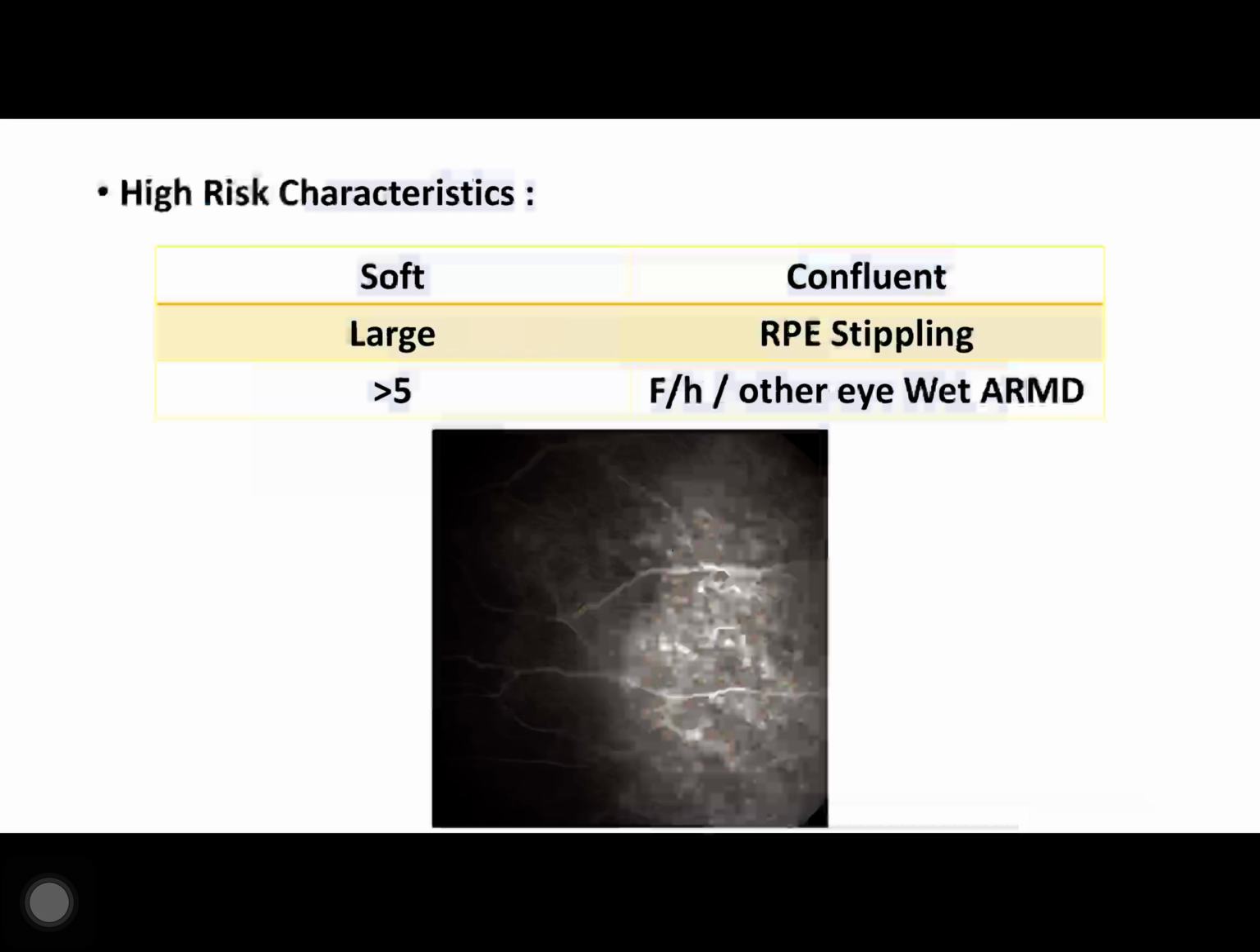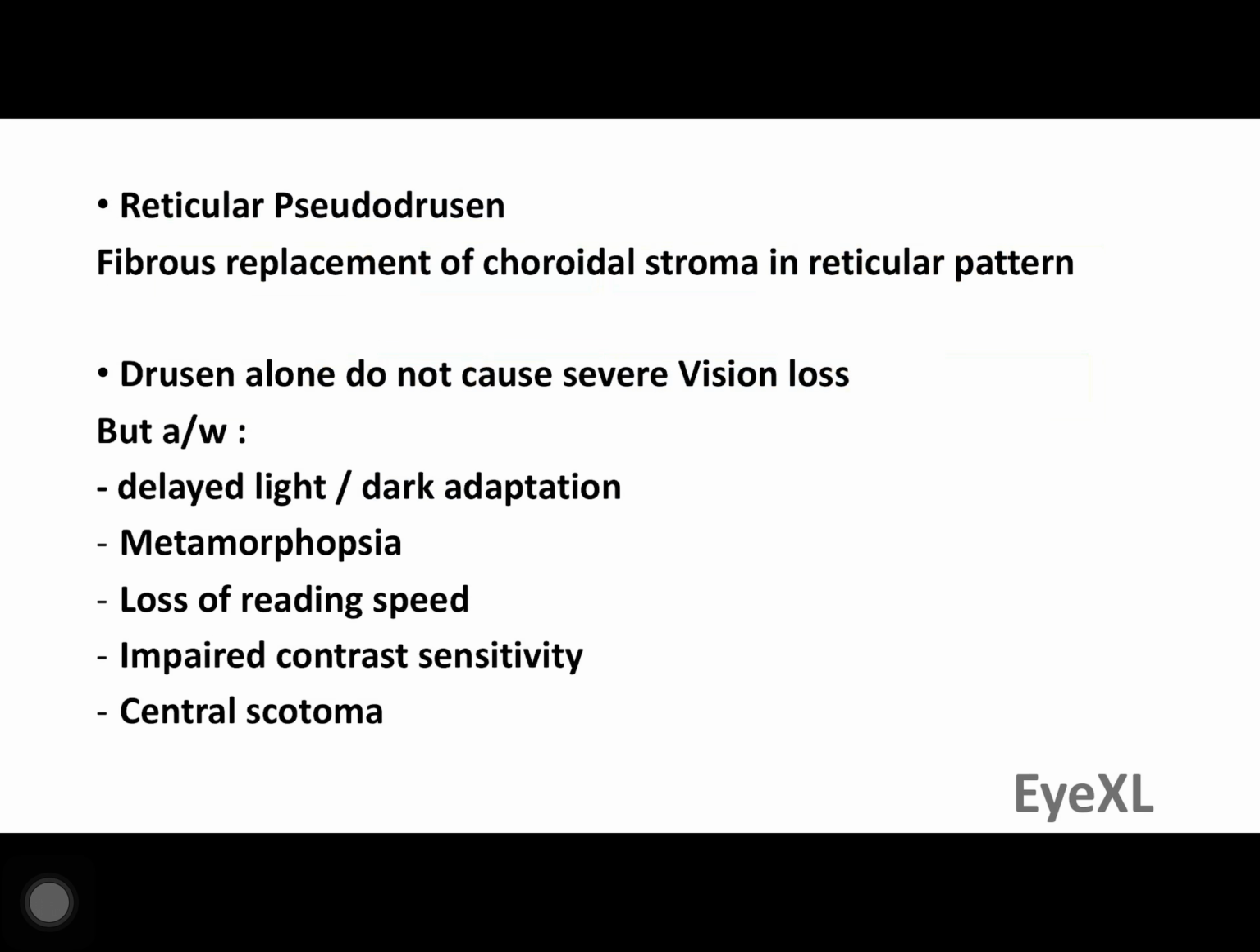So what are the characteristics which I should look for in a drusen, which I should not neglect? If it is soft, it is large, more than 5 drusen are present, confluence of drusen is seen, and RPE stippling. RPE stippling is basically the image that is shown below. It is actually a fundus fluorescein angiography image. We'll discuss that as a part of the investigations in more detail. But just look at the dot-like appearance of the RPE. That is called RPE stippling. And finally, if there is a family history of wet ARMD, or the other eye of the patient has a wet ARMD. So these are all high-risk characteristics of drusens which need to be looked for specifically.